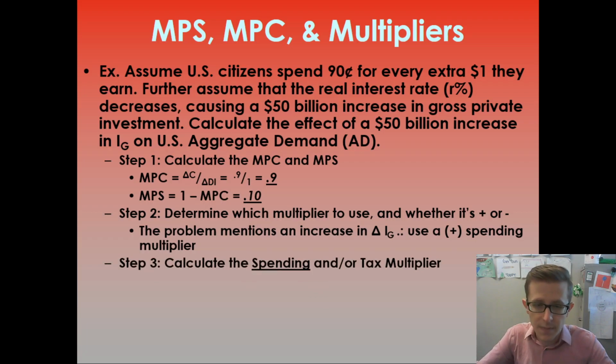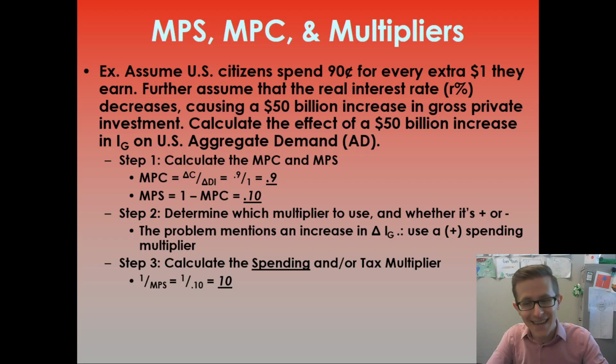As you see here, you use a spending multiplier, and then you calculate the spending and or tax multiplier. Let's see if it actually runs through it here. It didn't run through it as well as I hoped it would. But anyways, I think I might have stated it wrong earlier. I apologize. It's 1 divided by the MPS. I think I said 1 minus MPC divided by the MPS, which would be MPS divided by MPS, which is completely wrong. So ignore that. It's just 1 divided by 1 minus MPC, or MPS. So in this case, it is 1 divided by 0.1, giving us 10.